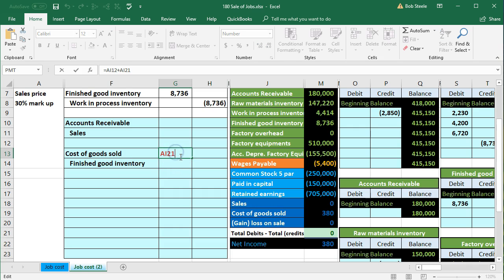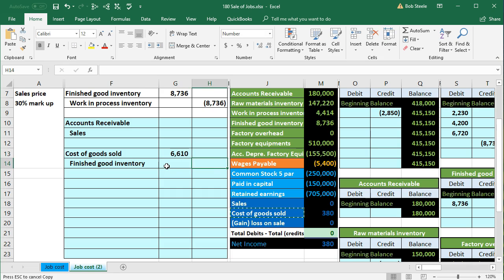If I double click on it, let's do it again. It's equal to AI12 plus AI21. And then the credit is going to decrease finished goods inventory, negative of this number. So we just looked at the inventory. The cost of goods sold, of course, will be the same.